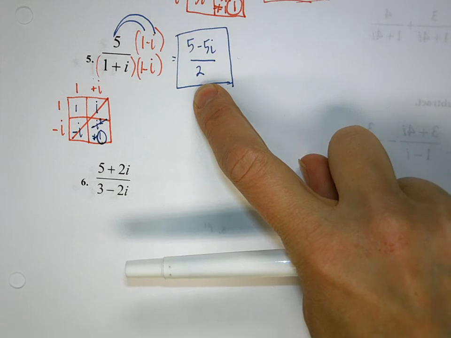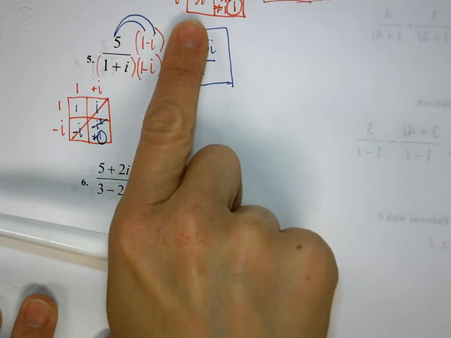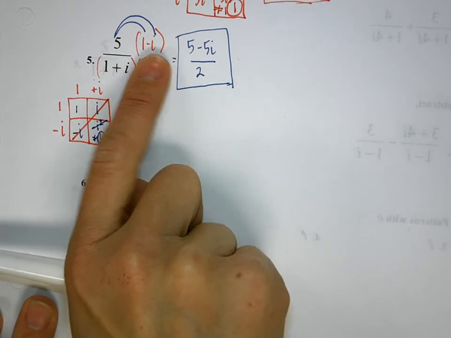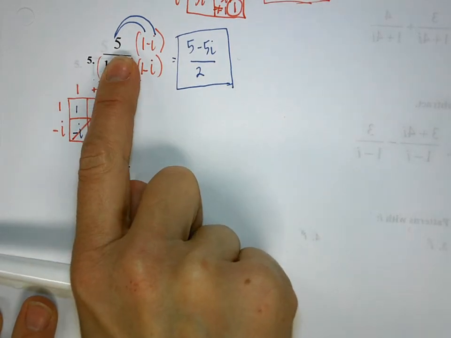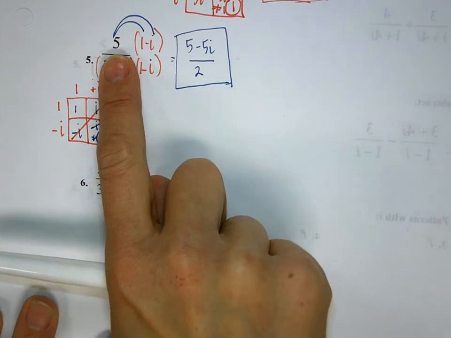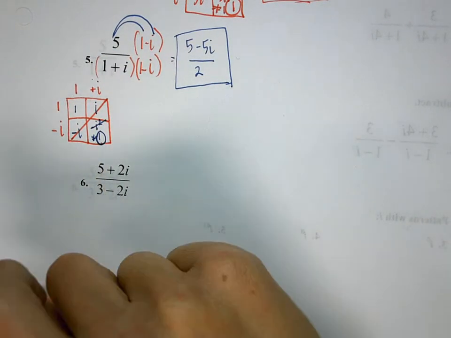Are we good now? And then with the top, all you're doing is multiplying it through. We didn't have to use a box on this because this is just a 5, so I can distribute the 5. If this had been 5 plus i, then I'd have to do the box again. Okay?